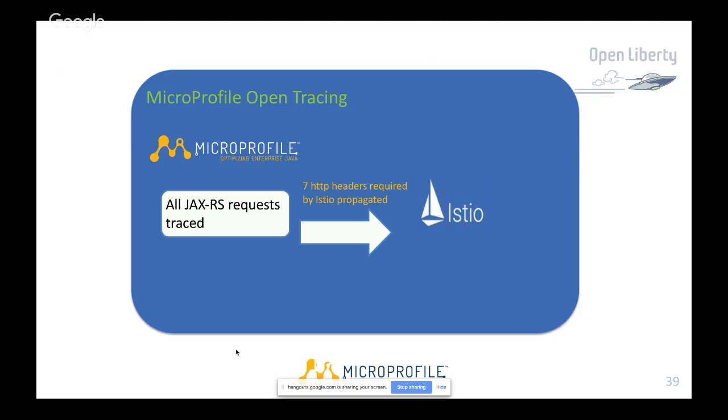However, the Istio guide specifically calls out 7 HTTP headers that need to be propagated by the application. And luckily, MicroProfile OpenTracing does it for you automatically. So application developers can just concentrate on the business logic. You don't need to do any trace header propagation. It can propagate these headers without you doing anything, because MicroProfile OpenTracing does everything for you. And you don't even need to add annotations if you are doing a JAX-RS request.